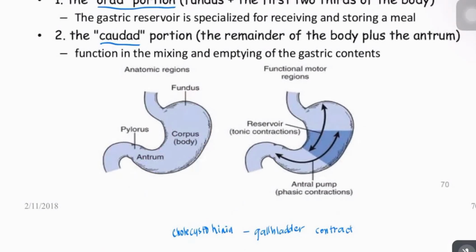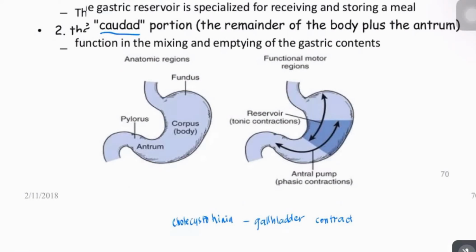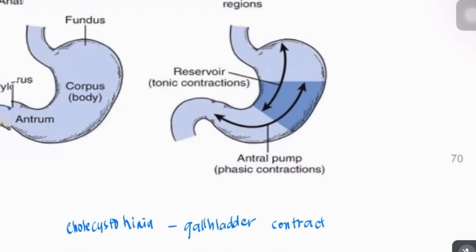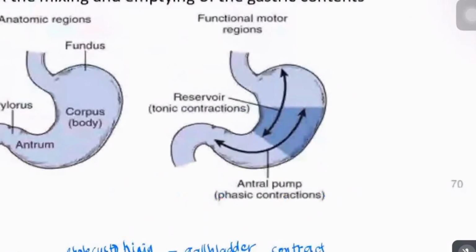The functional motor regions, as you can see: the reservoir has a tonic contraction. Now, the antral pump has a phasic contraction, okay? And cholecystokinin, okay, helps the gallbladder to contract. Just a side note.